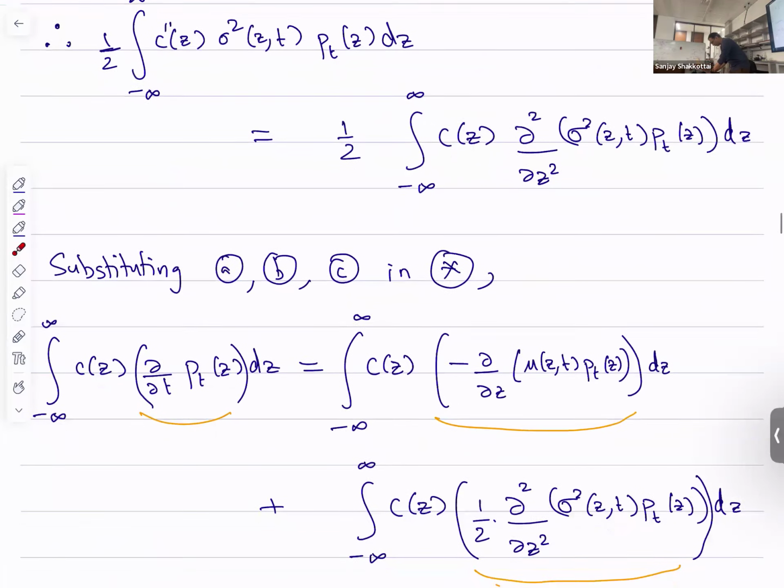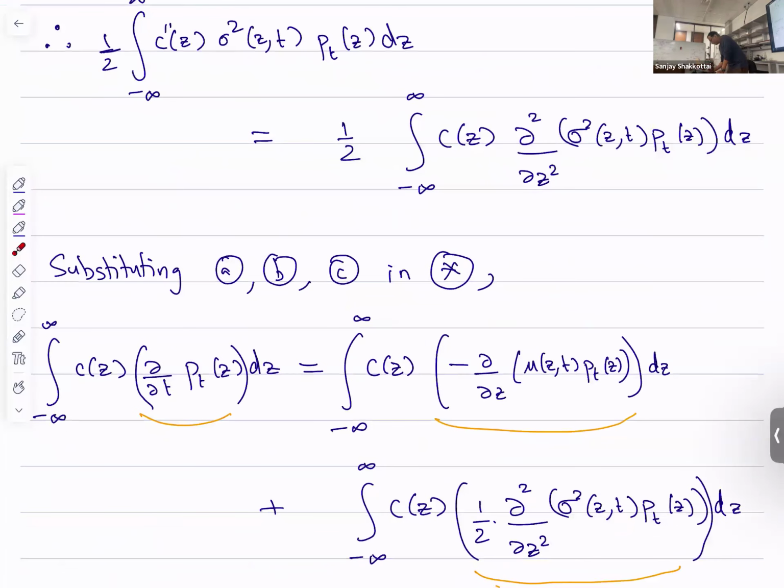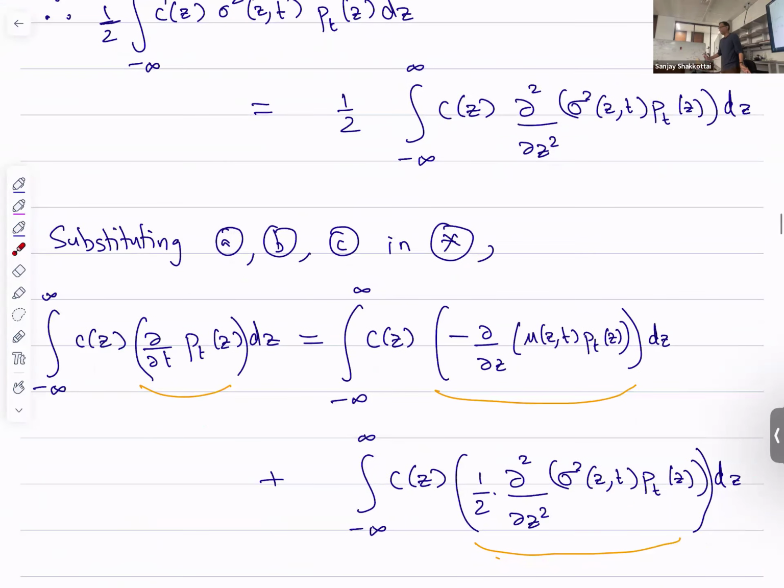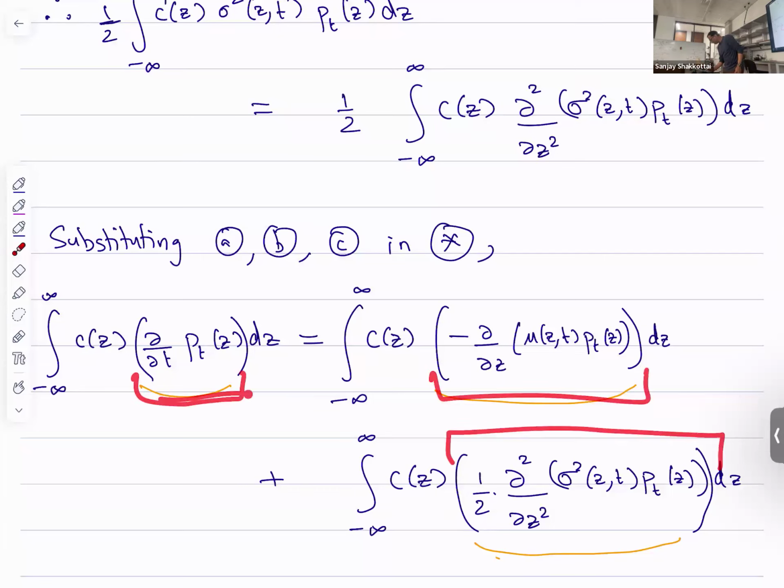So if you put everything together, what do we have? C times the time derivative of P is equal to C times the spatial derivative of the vector field plus C times the second partial of the variance term. And this is true for any function C. And therefore, we can conclude that this inside thing must be equal to the sum of these two things. And that's essentially the Fokker-Planck equation.